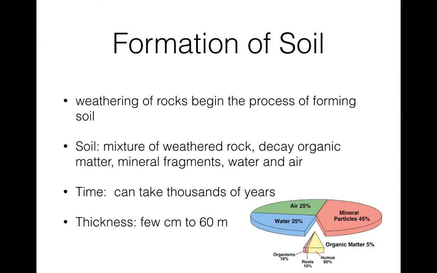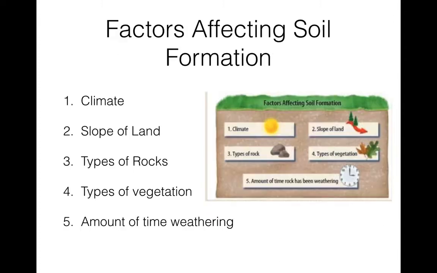When these sediments are broken down into rocks, they produce, or what starts to form, our soil. Soil, as we remember, is a mixture of weathered rock, decayed organic matter, mineral fragments, water, and air. And if you look at this picture here, it is primarily made up of mineral particles, 45% of it. A small amount is the organic matter, which is interesting. We'll talk about that in a minute. It can take thousands of years to make soil, and the thickness of your soil can be from a few centimeters to about 60 meters.